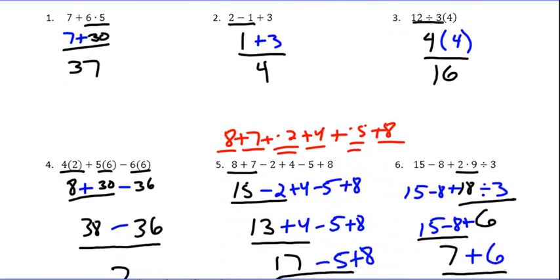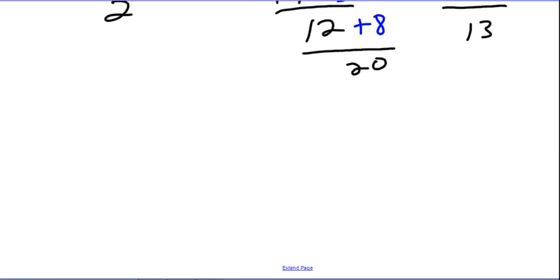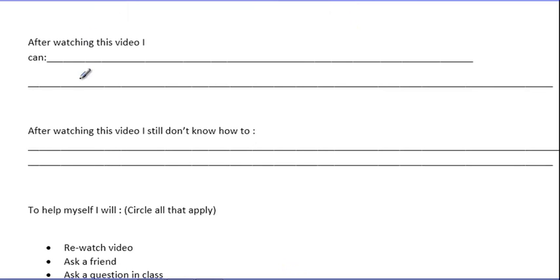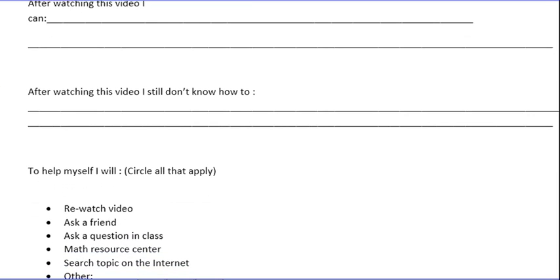Remember, there's one last thing you have to do, which is you have to tell me what you can do after seeing this video. You don't have to write out the whole statement, but you should start by saying, I can, blah, blah, blah, whatever you could do. If you're lost or confused, then you do this stuff here: I still don't know how to follow the order of operations.